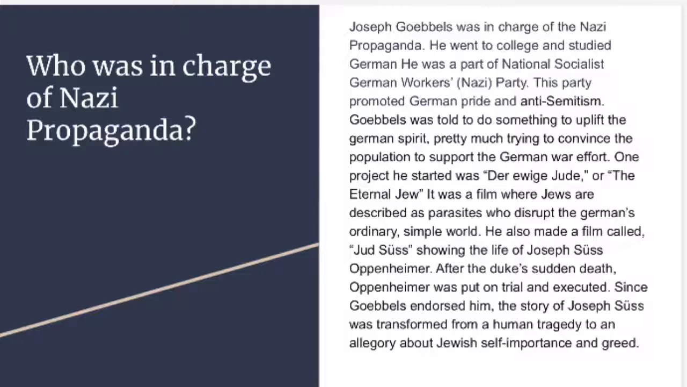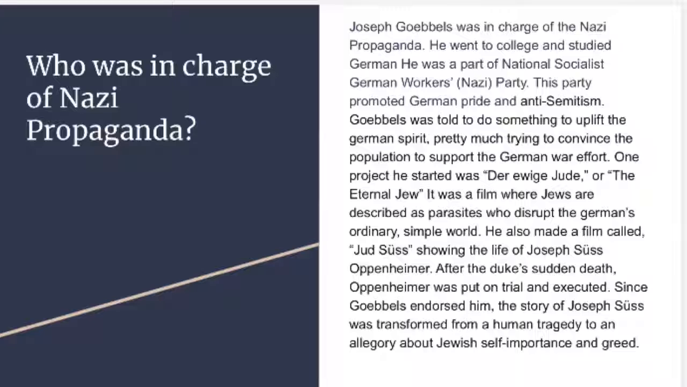Joseph Goebbels was in charge of the Nazi propaganda. He was a part of the National Socialist German Workers' Nazi Party. This party promoted German pride and anti-Semitism. Goebbels was told to do something to uplift the German spirit, pretty much trying to convince the population to support the German war effort. One project he started was Der ewige Jude, also known as The Eternal Jew.